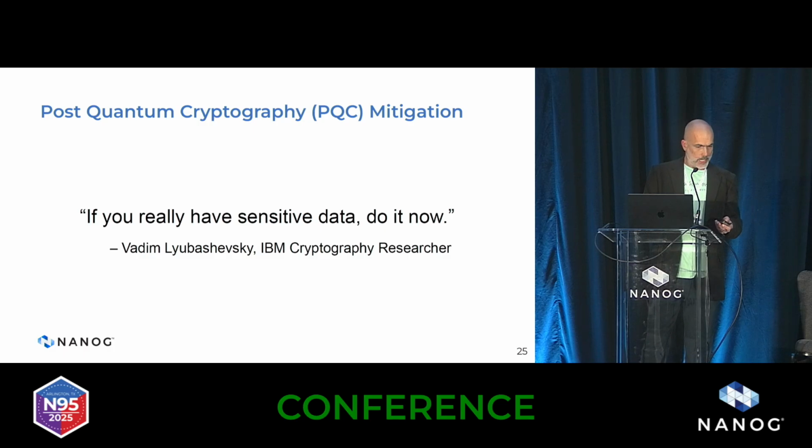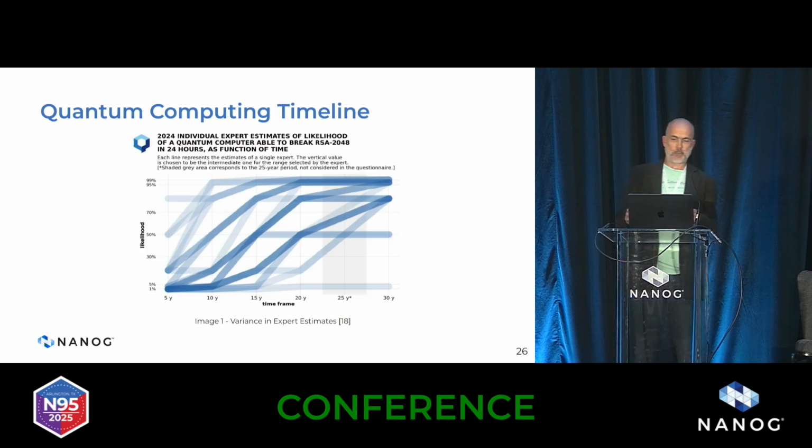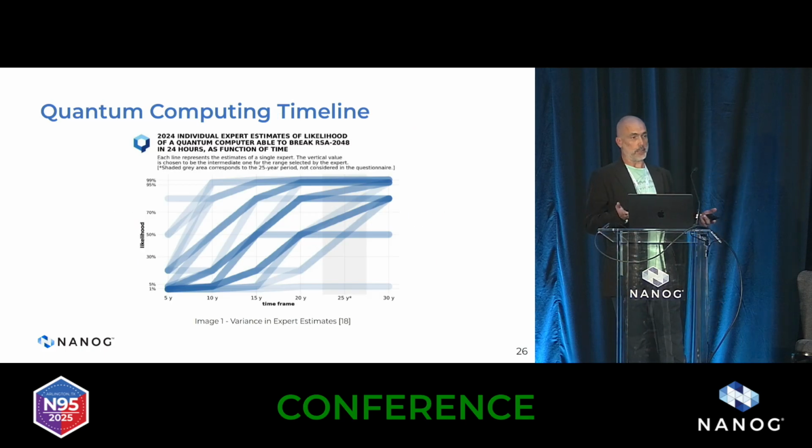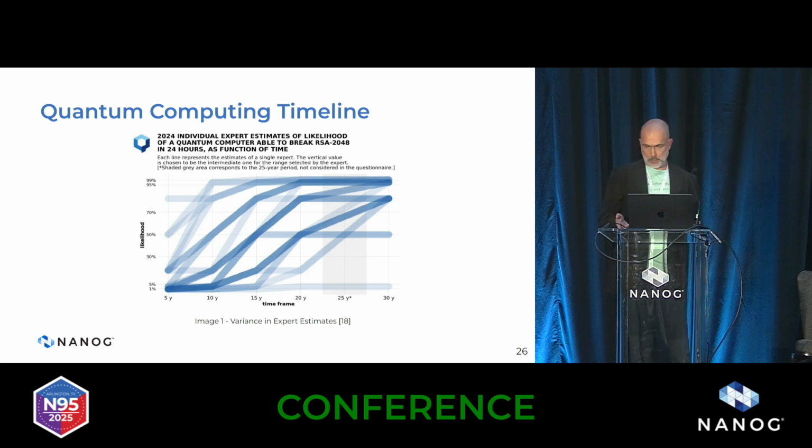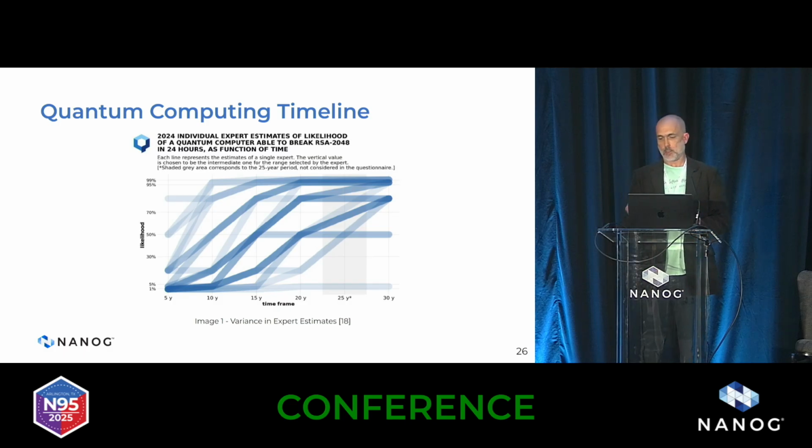So we can ask the experts about their opinions. This is a plot of 32 experts on the likelihood a quantum computer will exist that could break an RSA 2048-bit key in 24 hours, and it's within 5, 10, 15, 20, or 30 years. One of the names is Dr. Peter Shor. The rest read like a who's who of research institutions and hyperscalers.